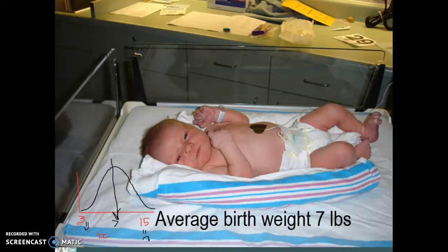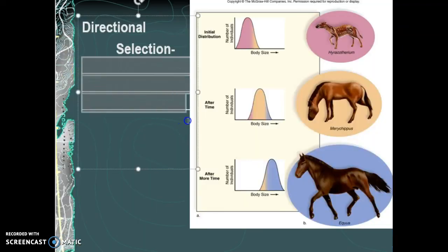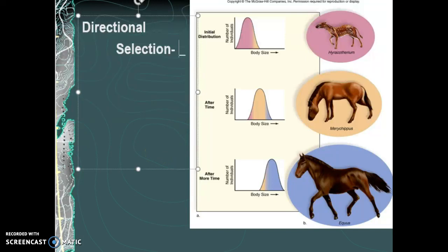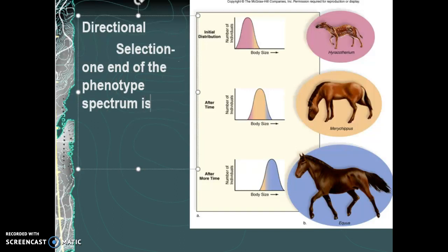Now sometimes the average isn't good, and we see populations undergoing directional selection. So in a directional selection, one end of the phenotype spectrum is adaptable or fit. So being really, really big is good, being really, really small is good, but being average is not good at all. So our example here is the horse, and this is shown throughout the evolutionary history of the horse.